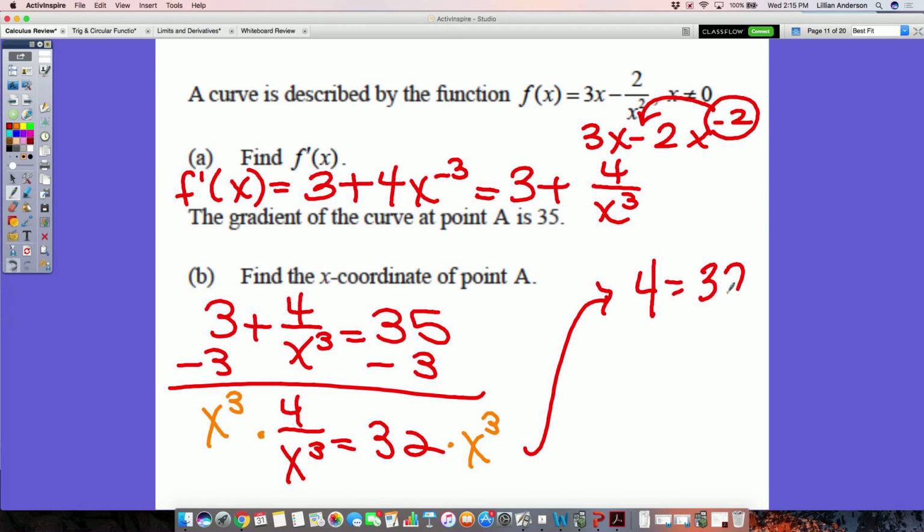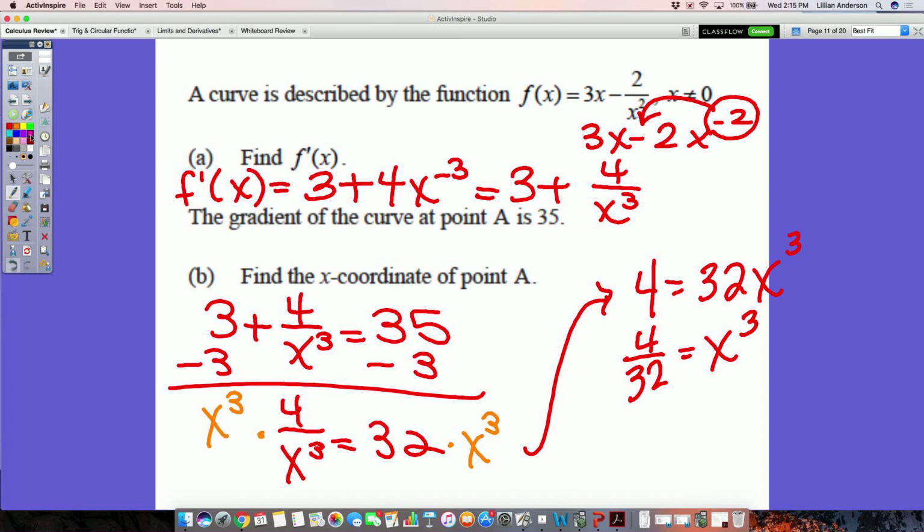What you should be dividing is what? The 32. To have 4 over 32 equals x cubed. So now we got a cube x. Now we got a what? You got a cube root.